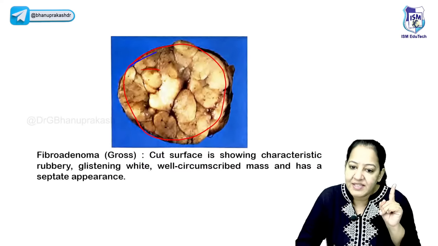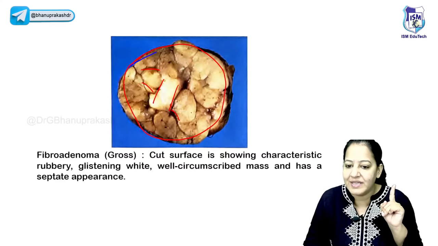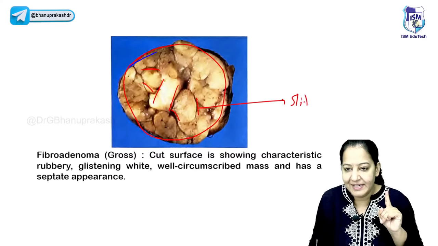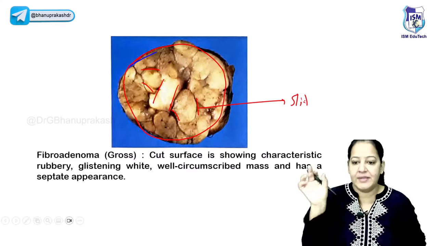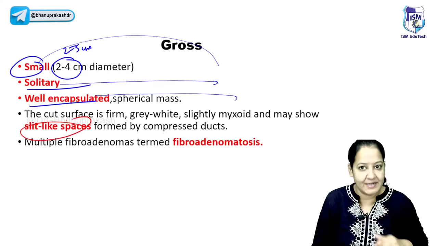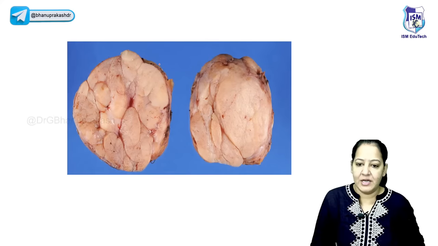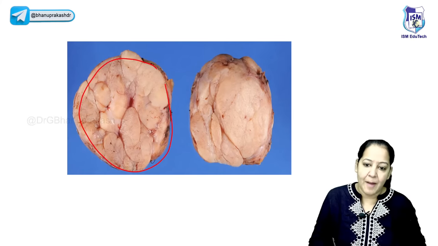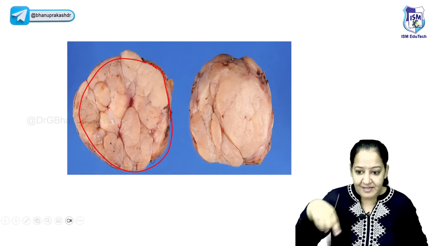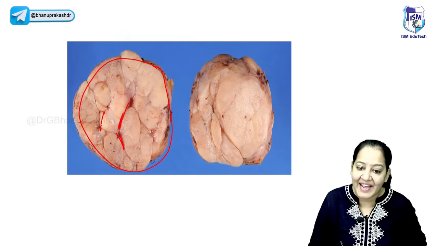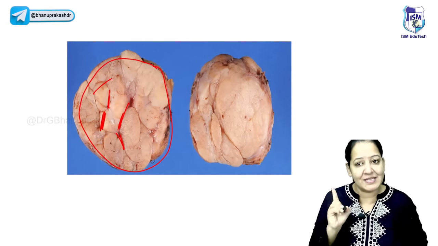What else can you see? You can see the slit-like spaces. What are all these? These are the slit, compressed spaces between the tumor. Why do they appear? I will tell you the reason in the microscopy. Don't worry. So this is the gross. Coming to the gross here also, appreciate the capsule, appreciate the well circumscribed margin, and appreciate the slit-like spaces. The slit-like spaces is the hallmark.